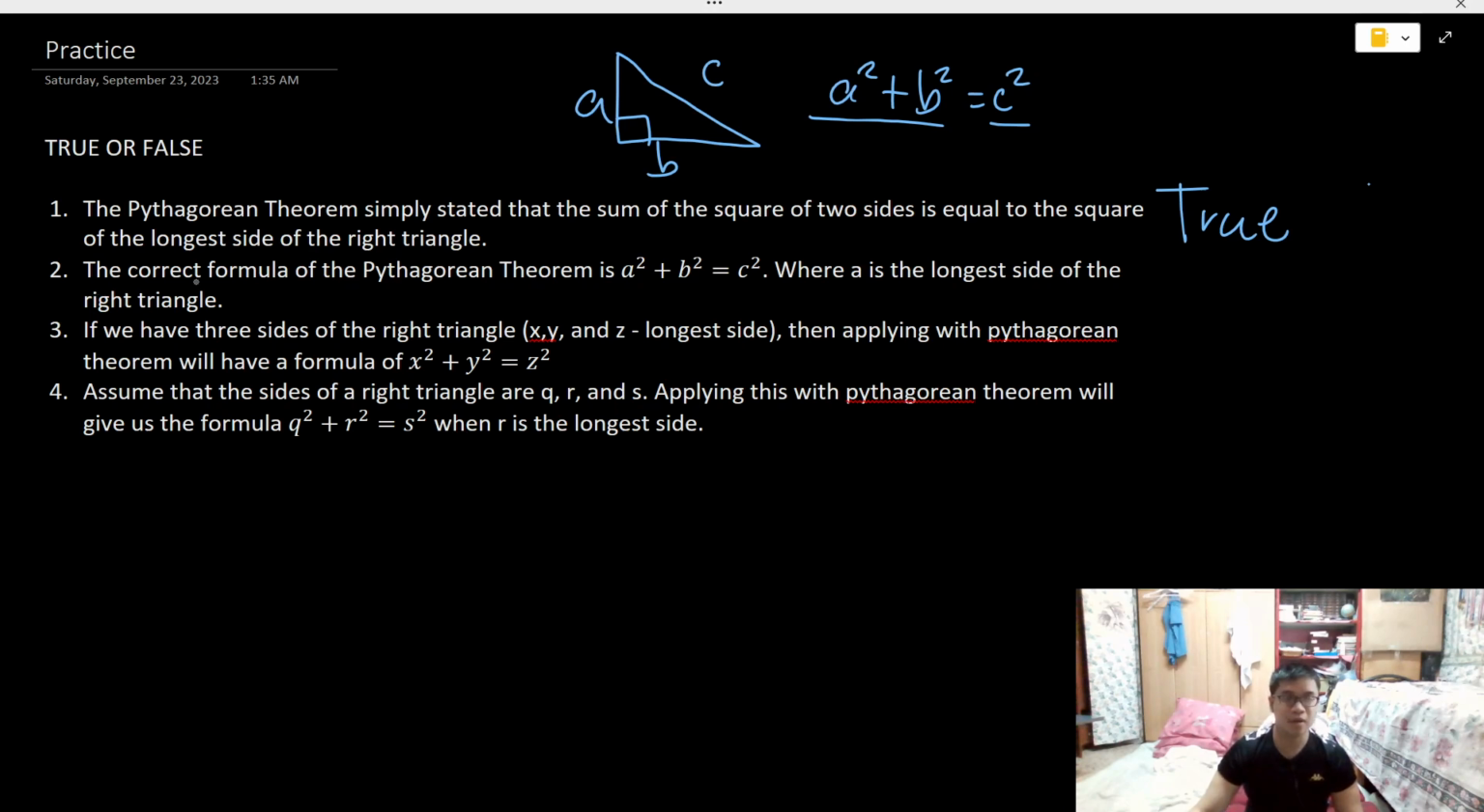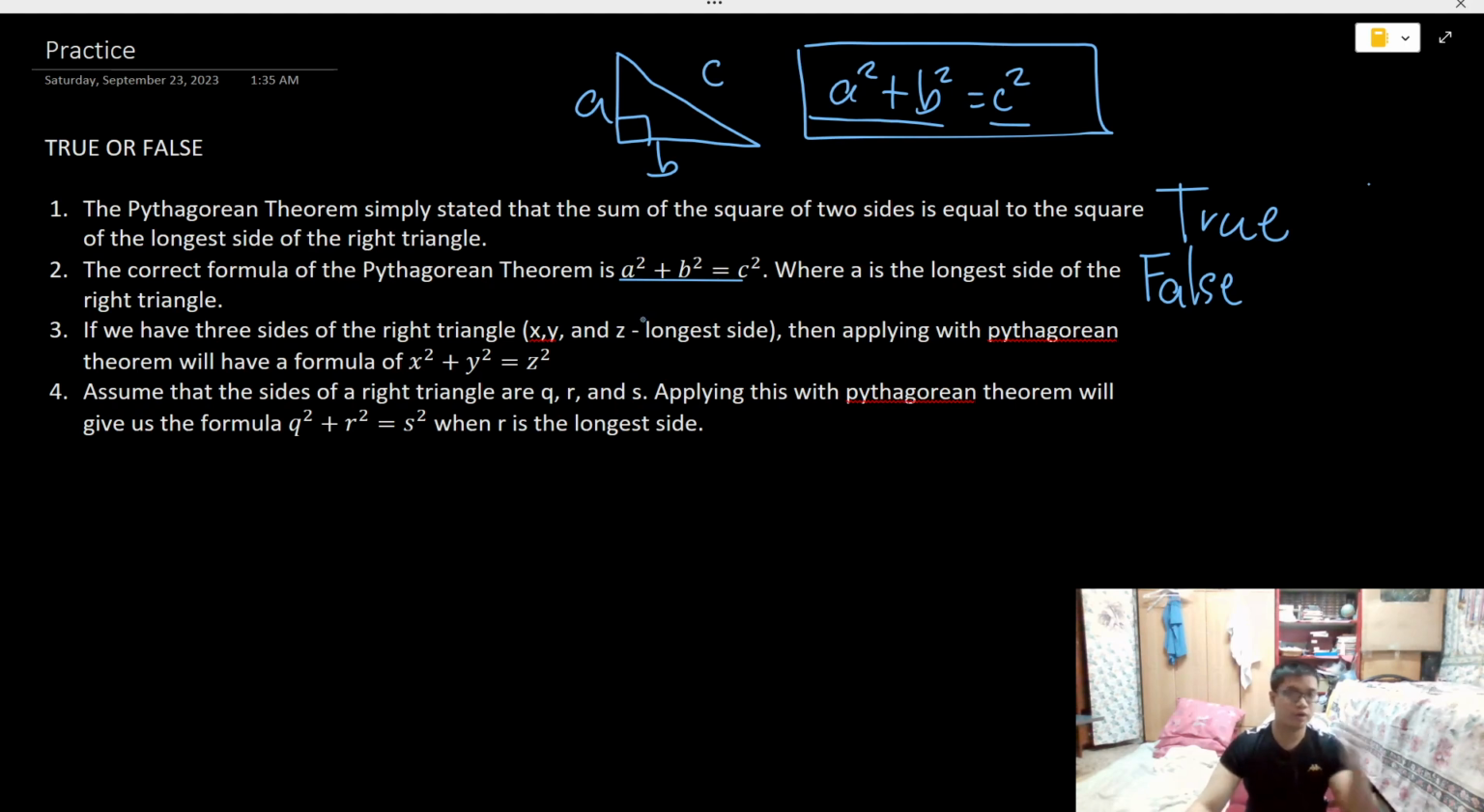Next, the correct formula of the Pythagorean theorem is A squared plus B squared is equal to C squared, where A is the longest side of the right triangle. The answer for this one is actually false. Why is it false though? In fact, the common formula of the Pythagorean theorem is like this, right? So why is it that it's wrong?